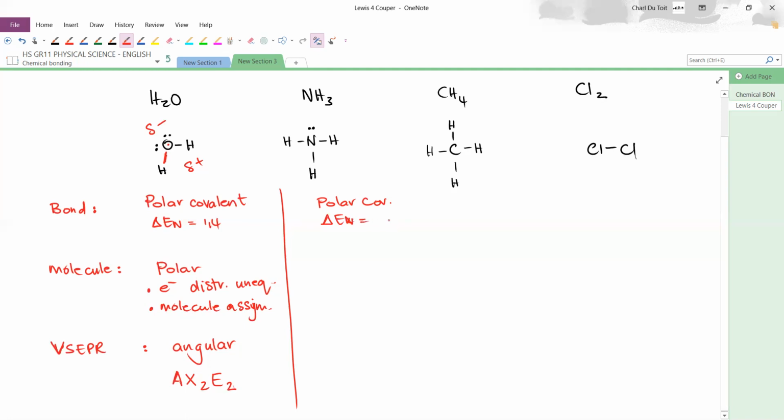Is the molecule polar or non-polar? Polar. It is polar, yes, sir. Okay. Same reason as the bottom one. Okay. Yeah. VSEPR. It would be angular. No. It is not angular.